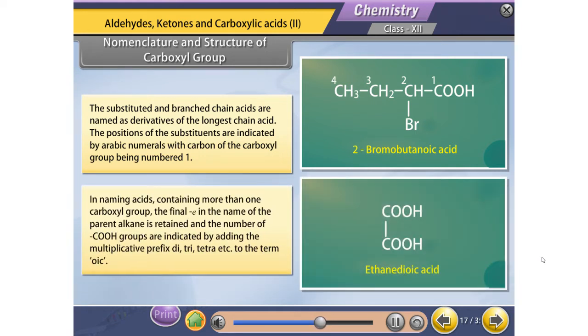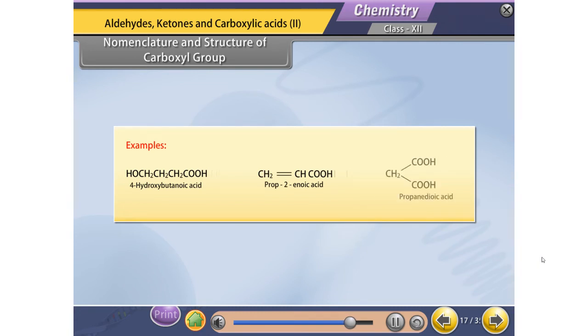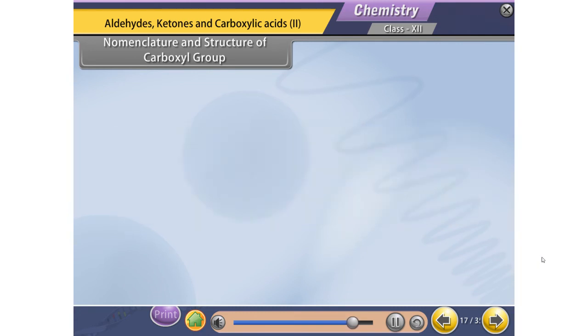In naming acids containing more than one carboxyl group, the final e in the name of the parent alkane is retained, and the number of carboxyl groups is indicated by adding the multiplicative prefix di, tri, tetra, etc. to the term -oic. Examples: 4-hydroxybutanoic acid, prop-2-enoic acid, propane-dioic acid.